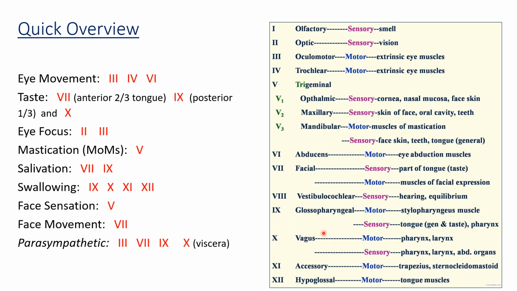Vagus goes all over the body. It's the wanderer, so it's got mixed function, primarily down into the digestive tract. And you can see the pharynx as well. Okay, so you can at least cover your bets. You don't have to memorize this ad nauseam, but if you have a few hints, can you use a mnemonic? Can you do something along those lines? I think you'll be okay.